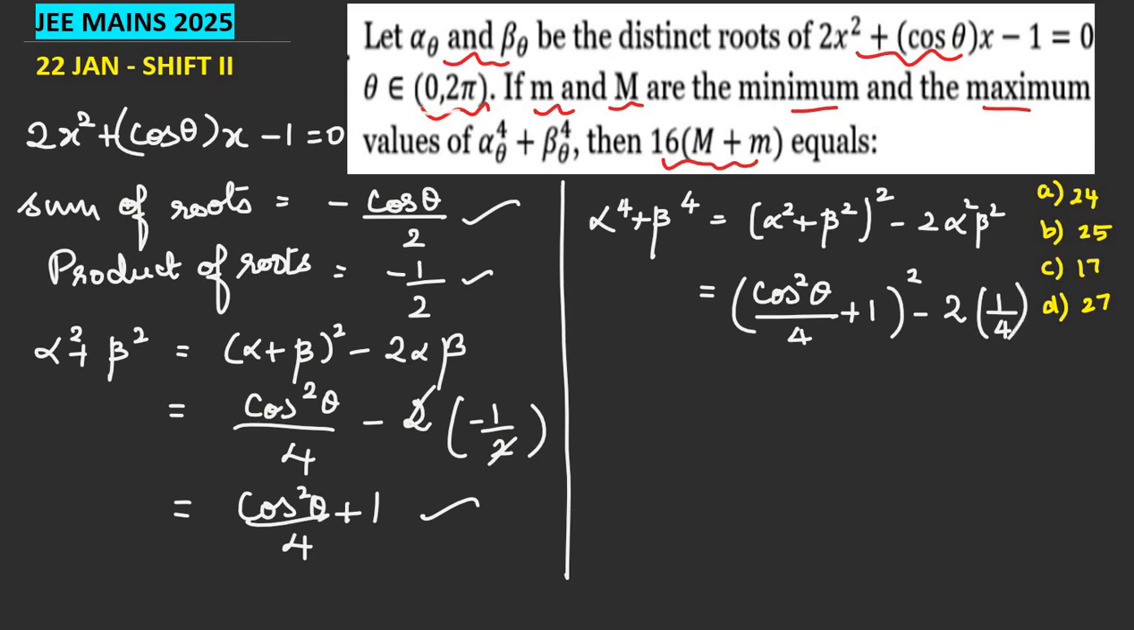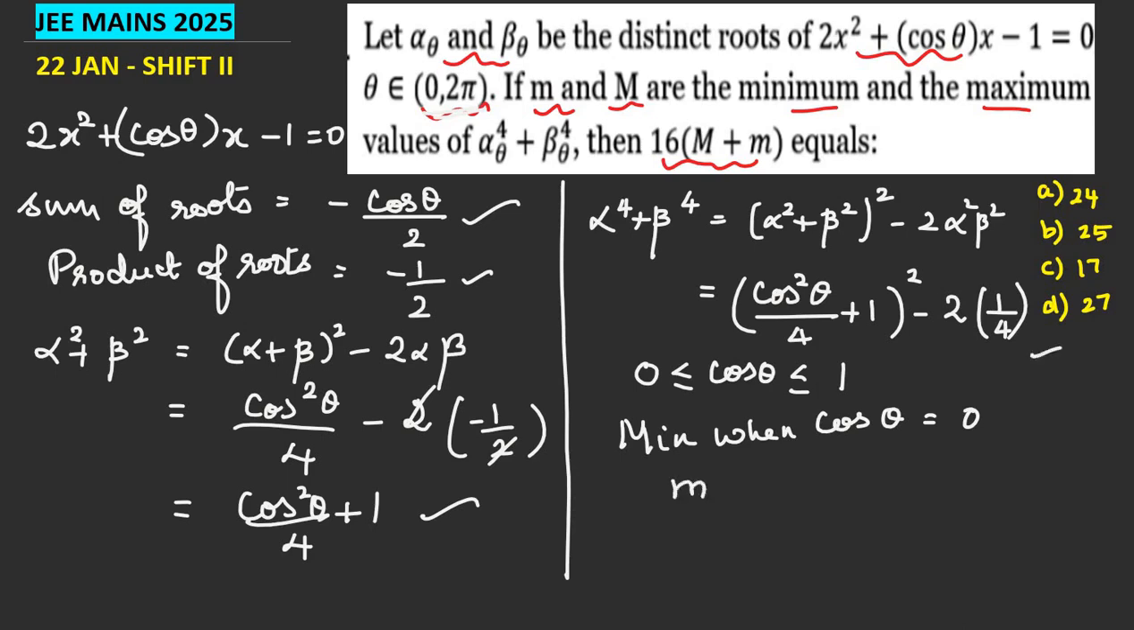Here theta lies between 0 and 2π. So let us take the minimum value when cos θ is equal to 0, since cos²θ is at least 0. Substituting cos θ = 0 in the equation, we get the minimum value to be equal to 1 − 1/2, which is equal to 1/2. Here the cos θ value is 0.